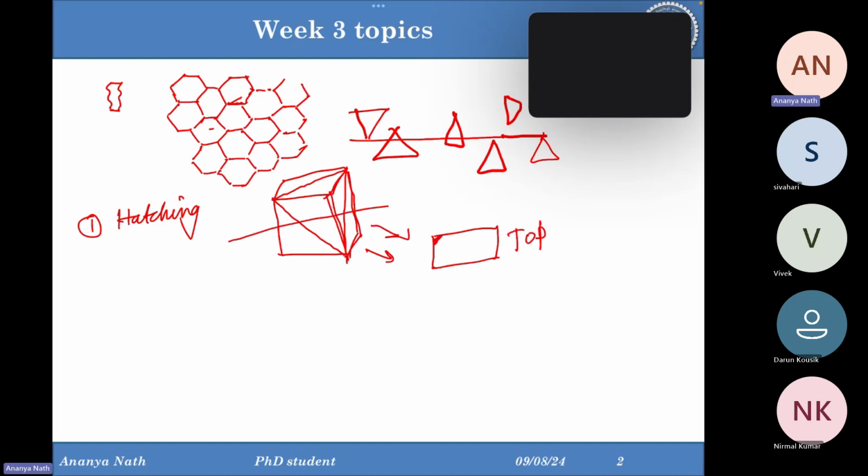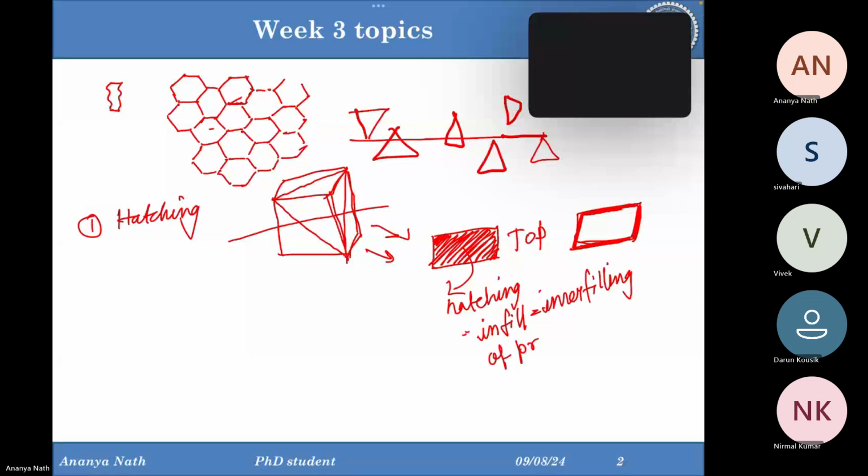So in top view, the print head can move like this to fill this cube if this is a solid cube. If this is a hollow cube, then the printing can go like, there is material deposited in the boundary and there is no material inside. Right? So this is called hatching, the infill or inner filling of the printed part.